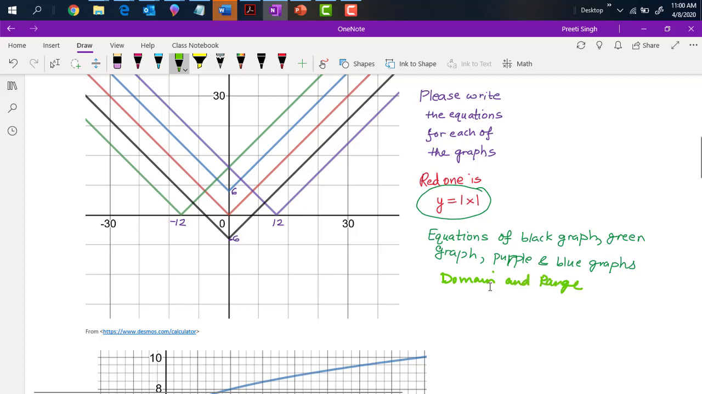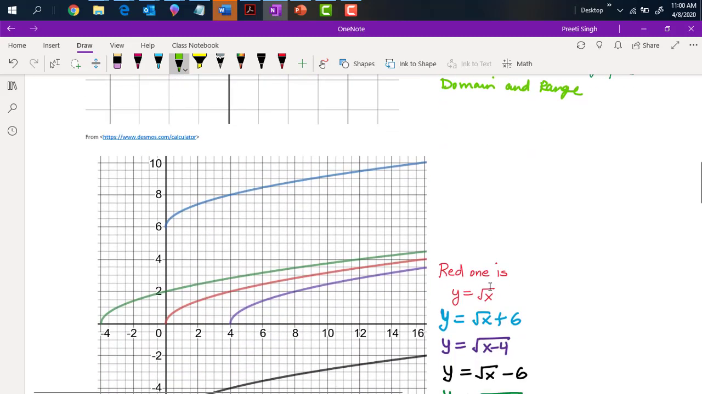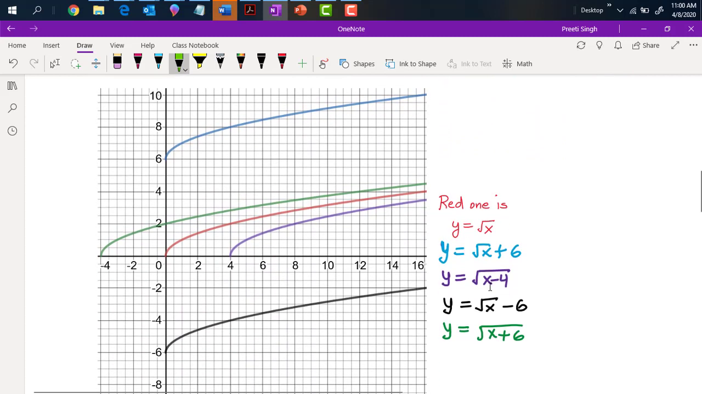Then let's look at the next one, which is y equals square root of x. Here my parent function is the red one again, y equals square root of x. If I want to write the domain and range of my square root of x function, the output is always positive, and inside the radical I can only input positive numbers. So the domain of this red function is 0 to infinity, and also the range is 0 to infinity.